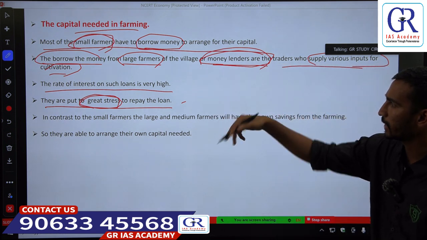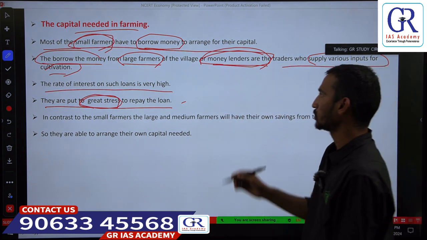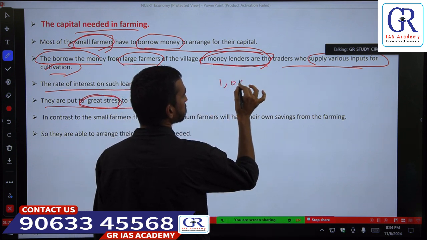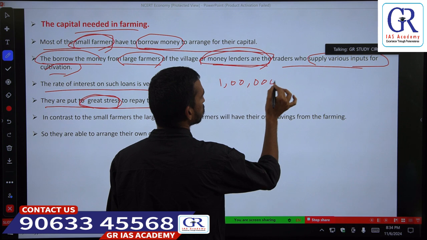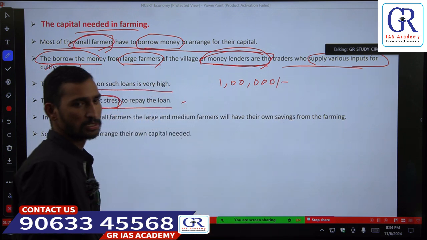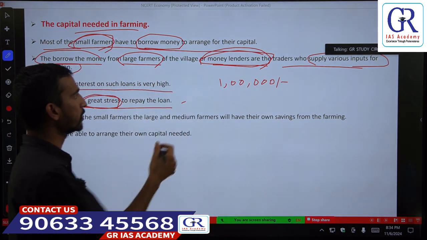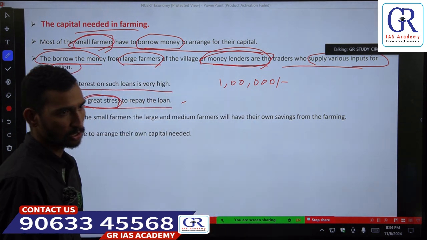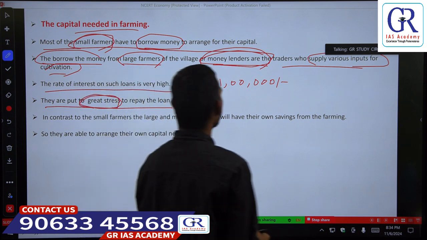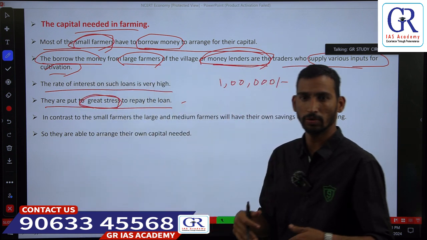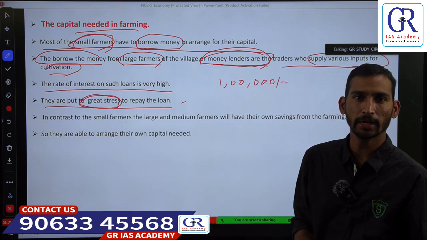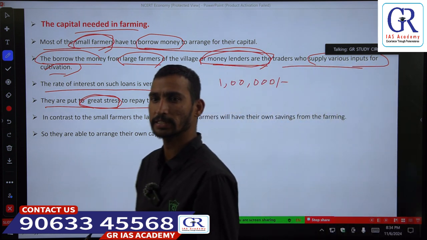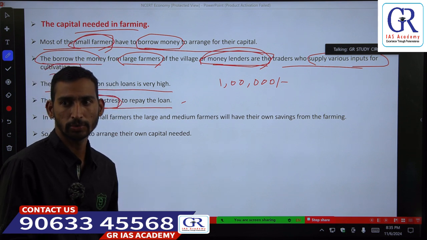So they are falling into the debt trap. How are they falling into the debt trap? For example, they require 1 lakh rupees to cultivate the crop. They have borrowed 1 lakh from the money lenders, and they have cultivated the crop. You know that our crop is completely dependent on monsoon. Our agriculture sector is completely dependent on the monsoon.